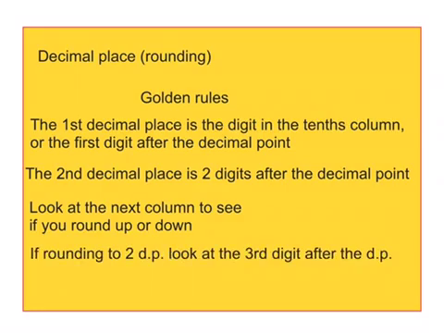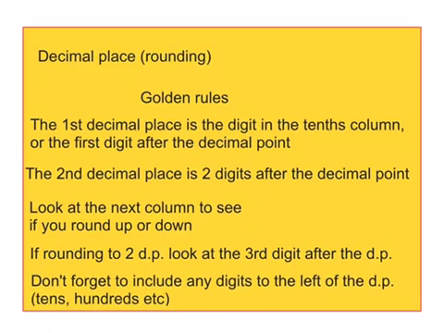So if you're rounding to 2 decimal places, you need to look at the third digit after the decimal point to decide if you're rounding up or down. If you're rounding to 3 decimal places, you would be looking at the fourth digit after the decimal point to decide if you're rounding up or down. And of course, don't forget to include any of the digits to the left of the decimal point, your tens, your hundreds, your units. Those figures still need to be recorded.